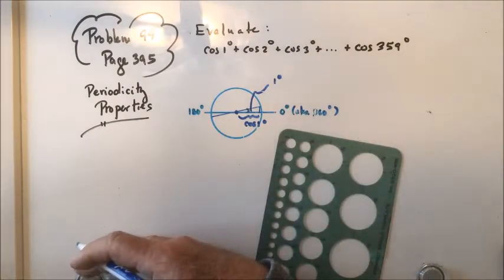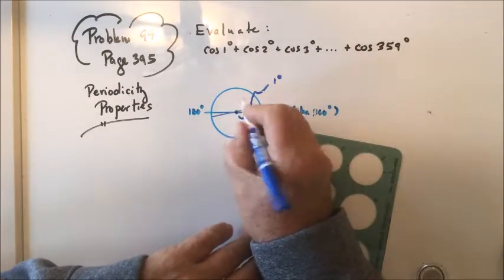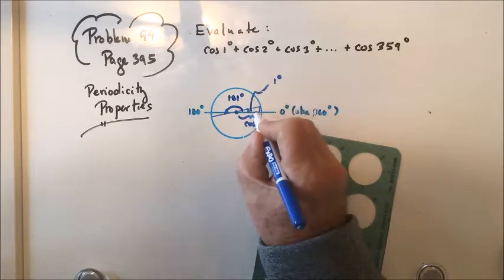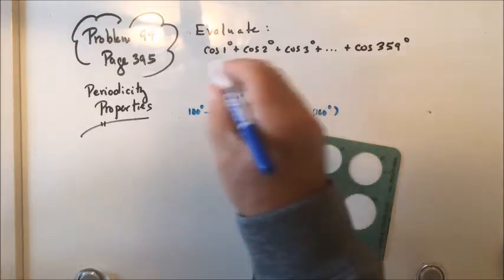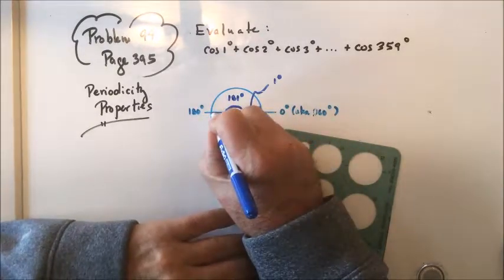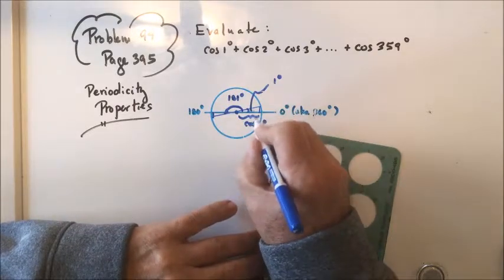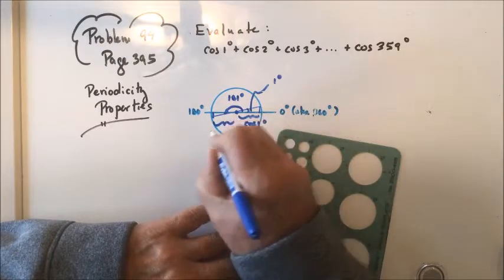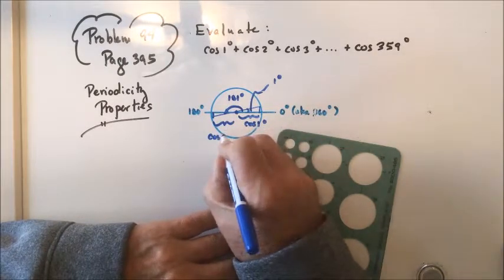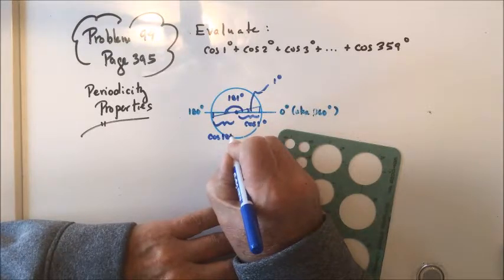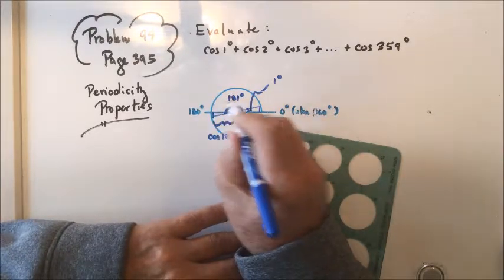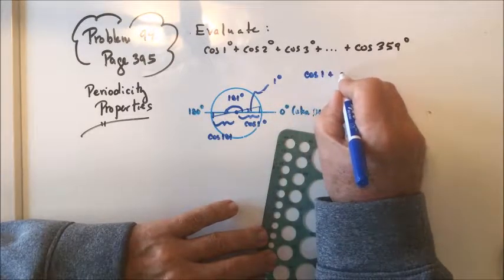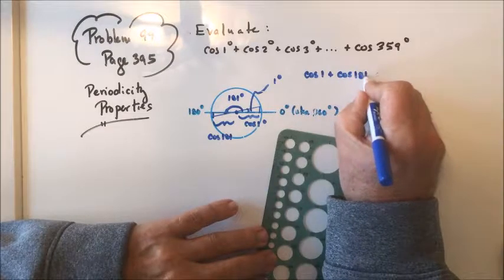Well, if I look on the other side, this little guy is 181 degrees. That is, it's 1 degree plus 180 degrees. And when you look at it, you can see that by symmetry, cosine of 1 is really the same as cosine of 181, but this one has a minus sign in front of it, and this one has a positive sign. So cosine of 1 plus cosine of 181 is equal to 0.